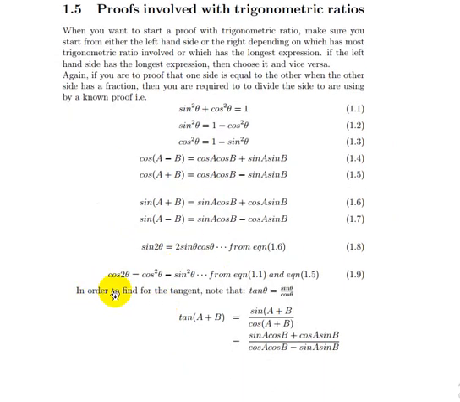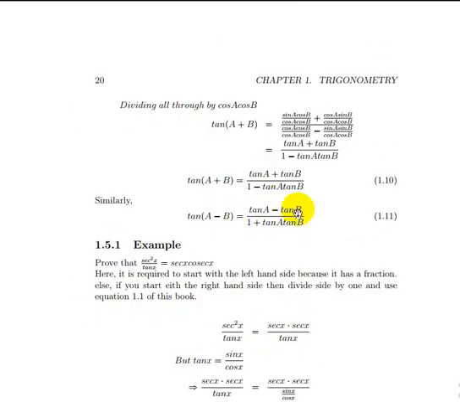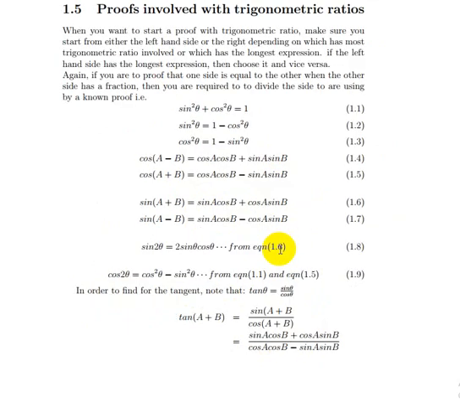Now, in order for us to find the tangent, let's first prove the formula for the tangent of A plus B. You are going to have tan of A plus B. You know that the tan of an angle is the sine of the angle over the cos of the angle. So tan of A plus B is going to be sine A cos B plus cos A sine B, all divided by this.